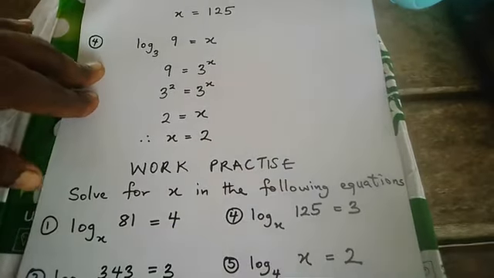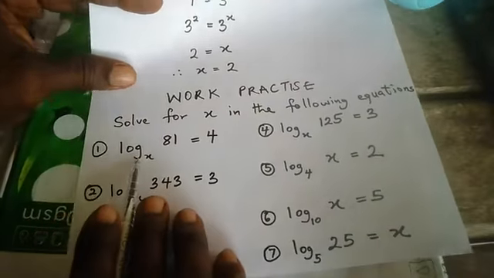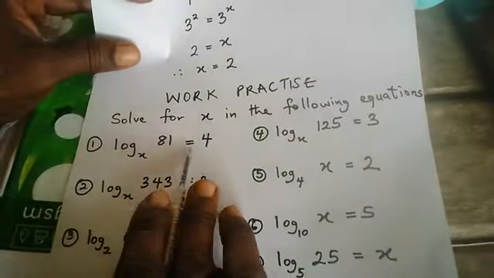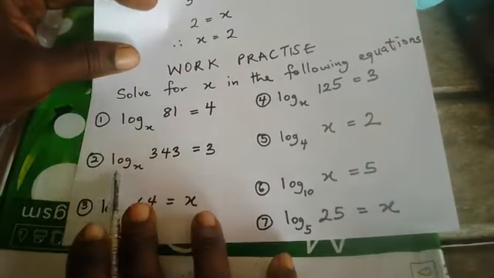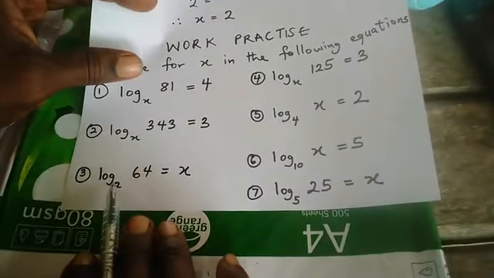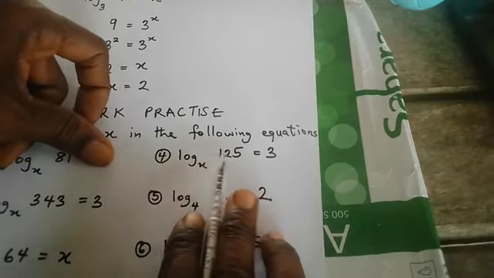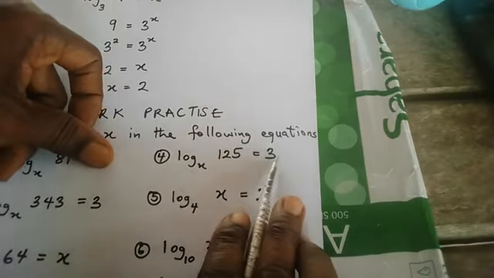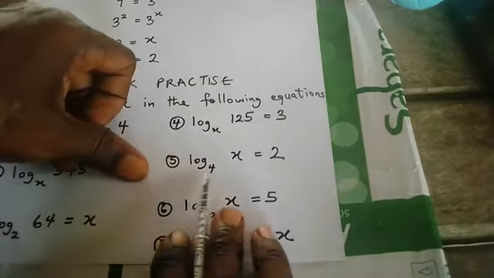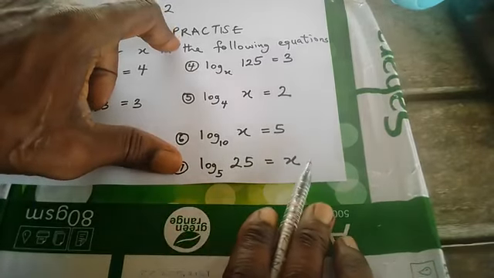For your practice, solve for x in the following equations. Number 1, log 81 base x is equal to 4. Number 2, log 343 base x is equal to 3. Number 3, log 64 base 2 is equal to x. Number 4, log 125 base x is equal to 3. Number 5, log x base 4 is equal to 2. Number 6, log x base 10 is equal to 5. Number 7, log 25 base 5 is equal to x.